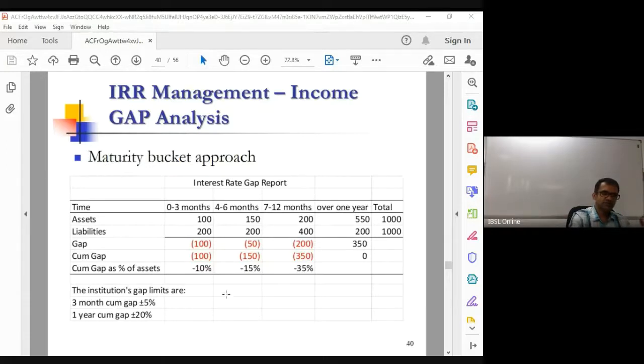Okay, what do you do? You want to create more assets and more liabilities, but you need more assets in the less than 1 year sector, more liabilities in the over 1 year sector. How do you do that? How do you implement it? Now you want to encourage customers to borrow for a shorter period and deposit for a longer period.